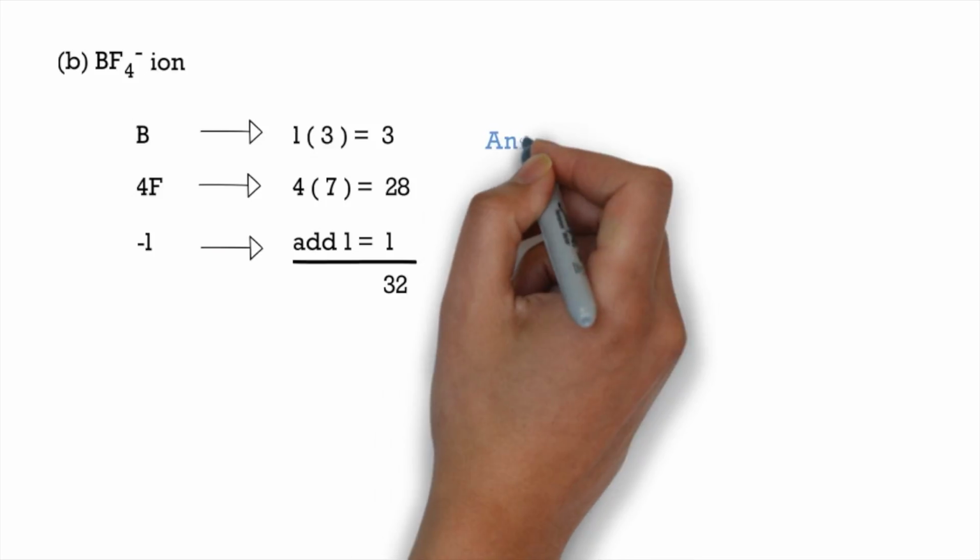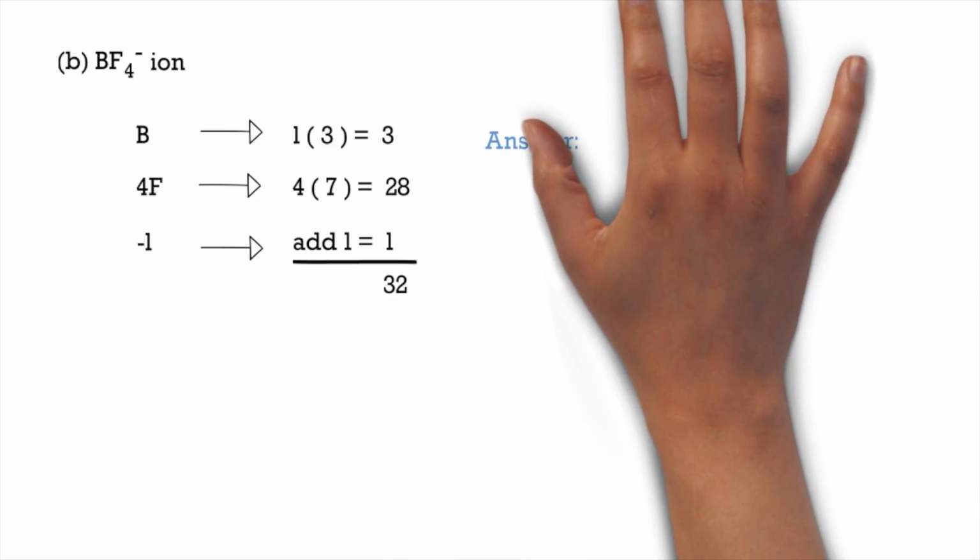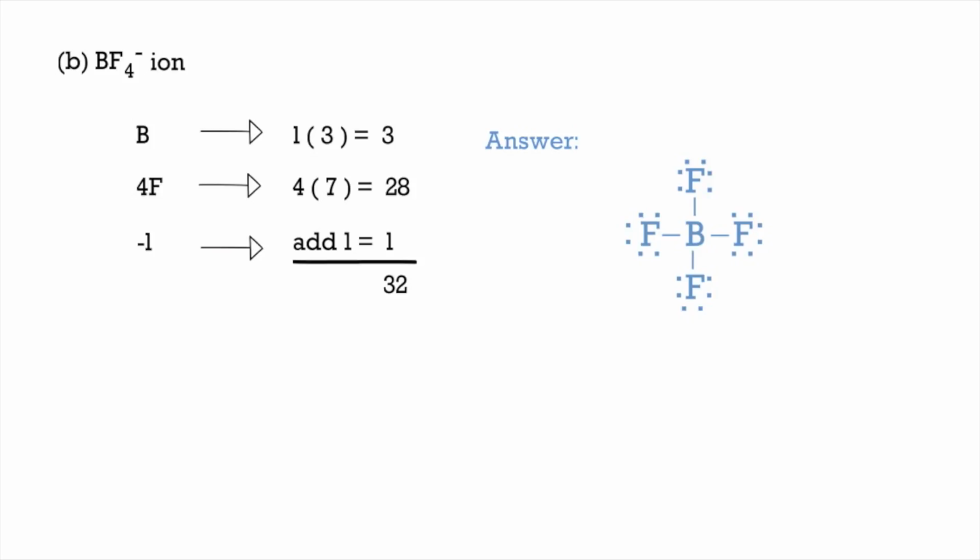So our ion will have boron in the center and 4 fluorines around it, and then we just distribute our 32 electrons around the fluorines. We'll start with 8 around boron and then the rest around each fluorine, and then we should end up with 32 electrons. A single bond between boron and each fluorine, and then a negative charge.